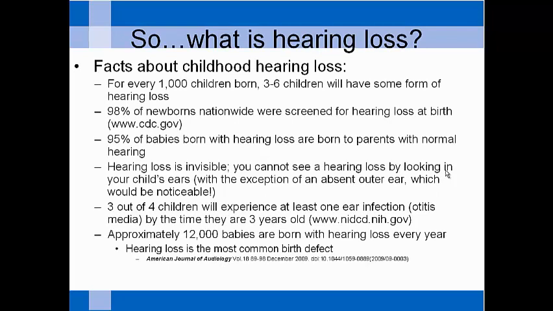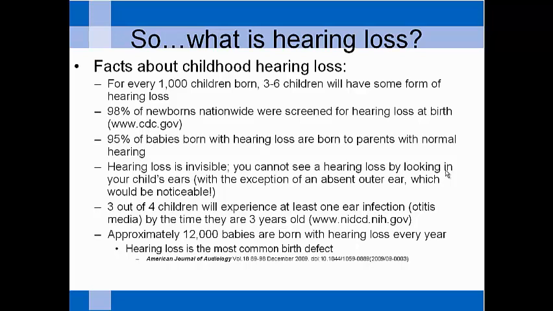All right, so some facts about childhood hearing loss. For every 1,000 children born, there's approximately 3 to 6 children that will have some form of hearing loss. 98% of newborns nationwide in the United States are now being screened for hearing loss at birth, which is fantastic. 95% of babies born with hearing loss are born to parents with normal hearing. So a lot of times that diagnosis can be very shocking and seem very surreal to a lot of parents.